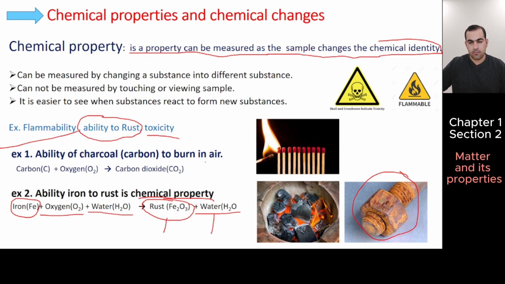Ability of charcoal, carbon, to burn in air, ability of paper to be burned in air. How do we know? You burn it, you add heat. So fire. When carbon reacts with oxygen in the presence of heat, it is going to be carbon dioxide. If carbon dioxide forms, it means the carbon has the ability to be burned. The ability of charcoal carbon to be burned is called what? A chemical property. Flammability.